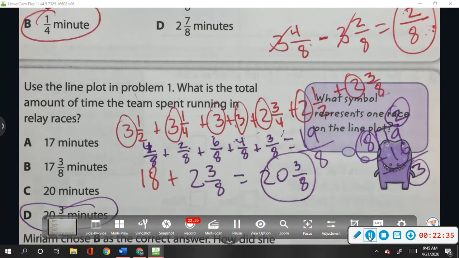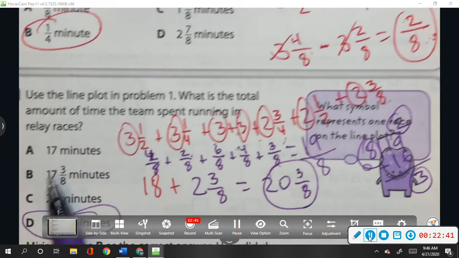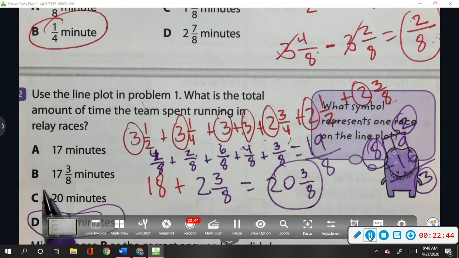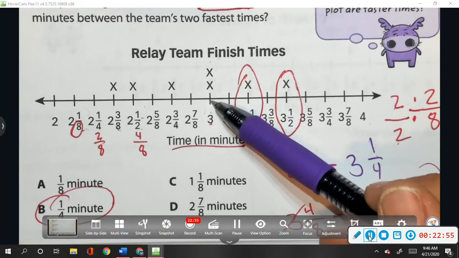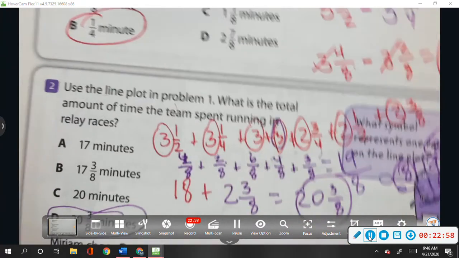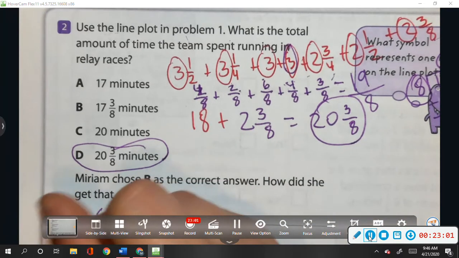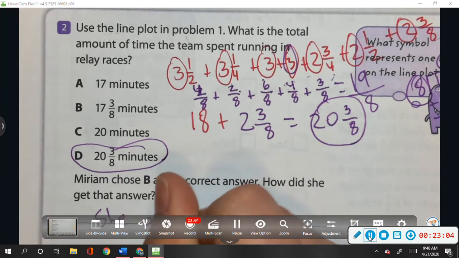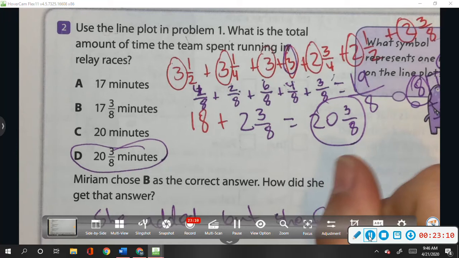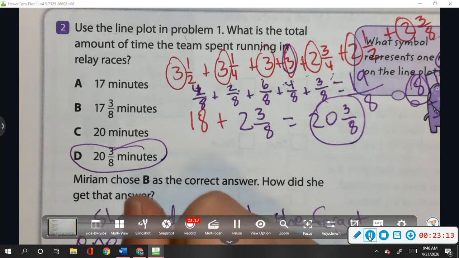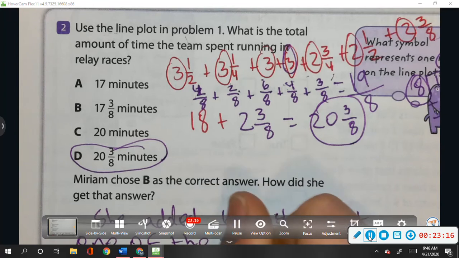Miriam chose B as the correct answer. How did she get that answer? So instead of getting what we got, she got 17 3/8 minutes. It could be that she added together the race times, but she forgot to add 3 twice. She wasn't paying attention to the fact that this 3 had 2 values, not just 1. She added, but she forgot one of the 3s.